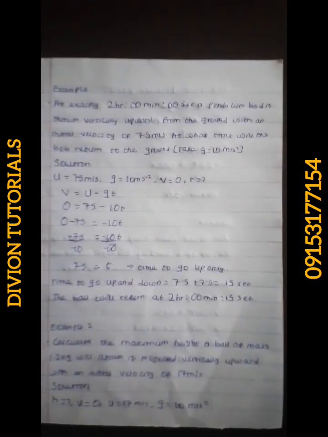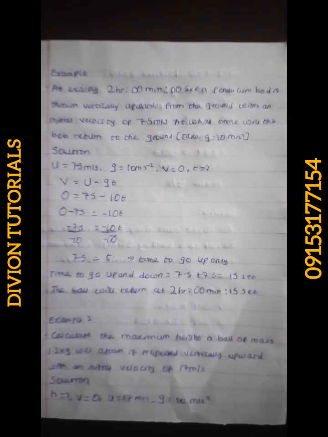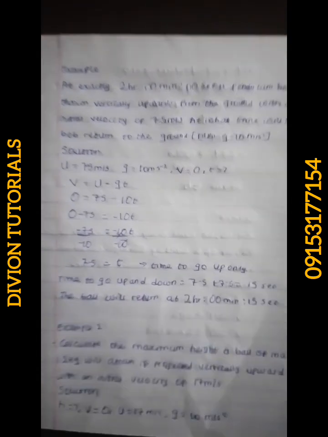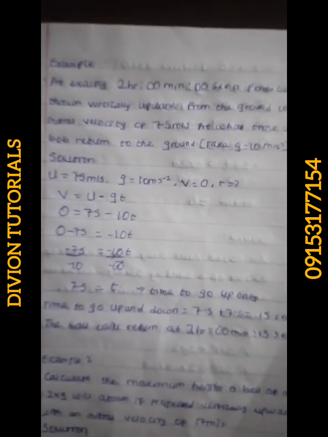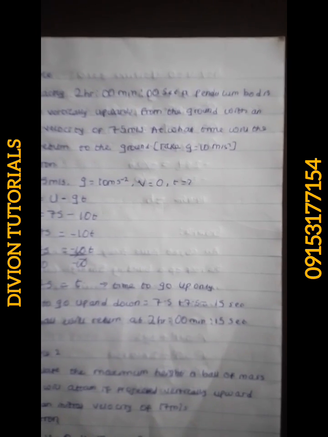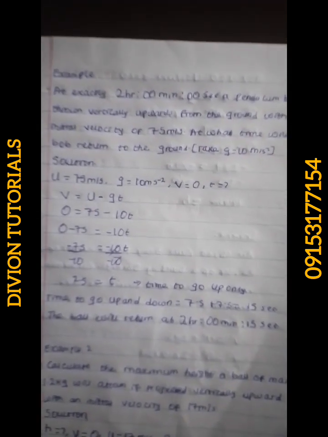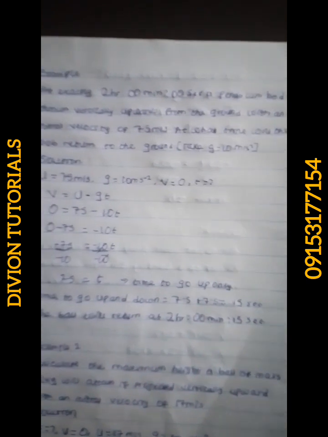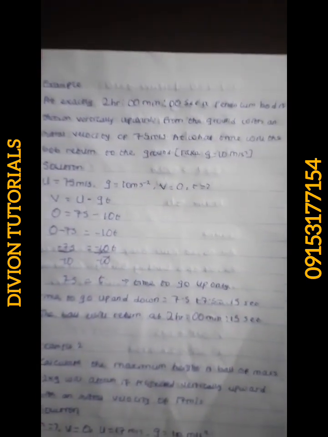At exactly 2 hours 0 minutes 0 seconds, a pendulum bulb is thrown vertically upward from the ground with an initial velocity of 75 meters per second. At what time will the bulb return to the ground?